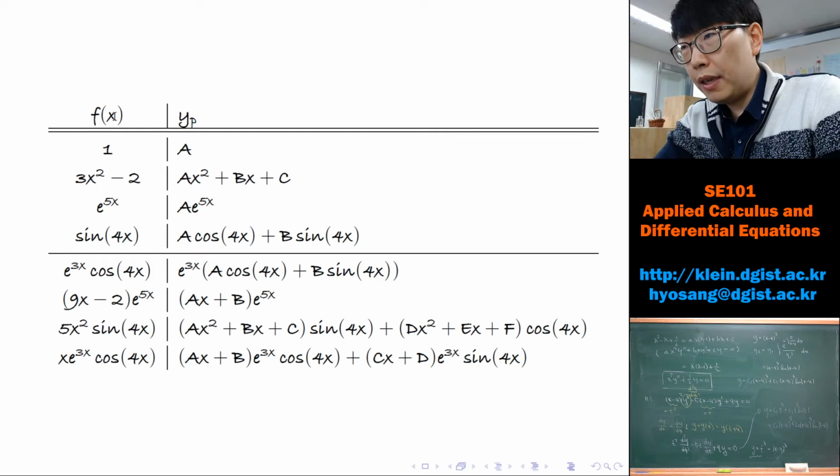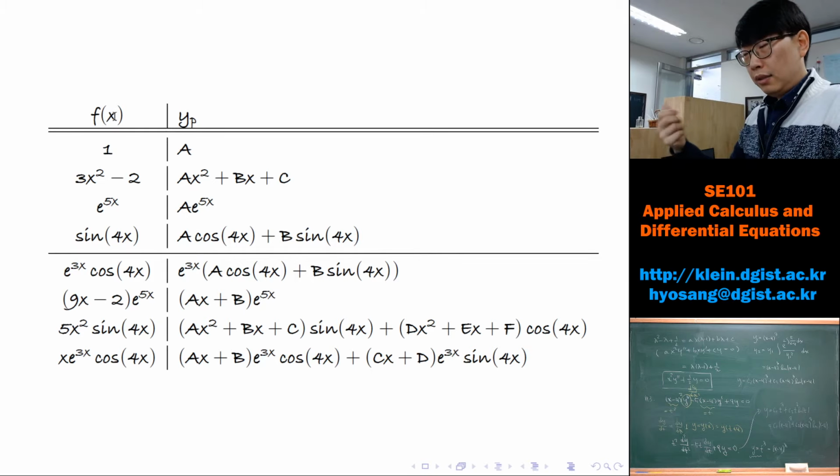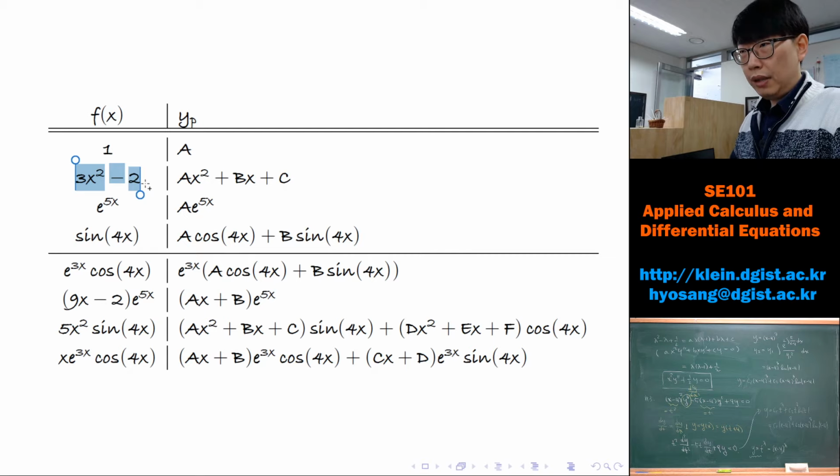For example, if you have f equals a constant, then my guess of the particular solution is a constant solution, but I don't know what constant that should be, so I just start with yp equals a, and then find the a satisfying this differential equation. And for example, if my non-homogeneous term is a quadratic equation, 3x squared minus 2, then I have to guess my particular solution as a quadratic equation.